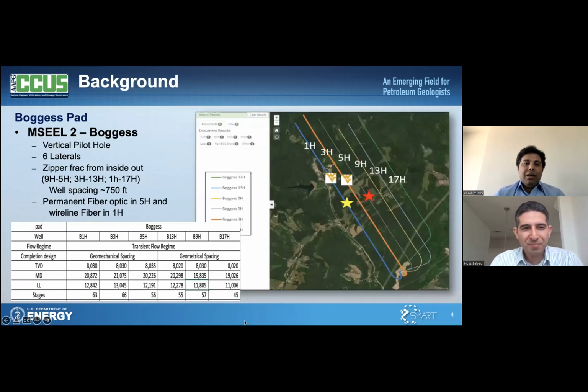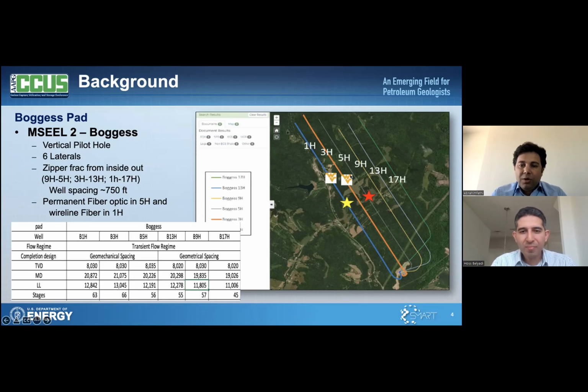Good. Yeah. So just a quick background on the data that we are using, in case you wanted to check. The data that I used is for the biggest path, that's MCL2, in which we had 6 wells. Can you see my cursor? Yeah, we can see it. So we had 1H, 3H, 5H, 9, 13, and 17H. These are zipper fracs, inside out. So basically 5 and 9 is a zipper frac, and then 3 and 13, and then 1 and 17.